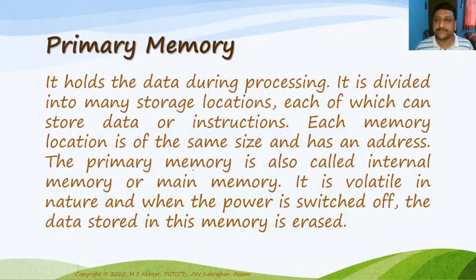Now see, primary memory holds the data during processing. It is divided into many storage locations, each of which stores data and instructions. Each memory location is of the same size and has an address. The primary memory is also called internal memory or main memory. It is volatile in nature. Volatile means temporary in nature. It is temporary, and when the power is switched off, the data stored in this memory is erased.